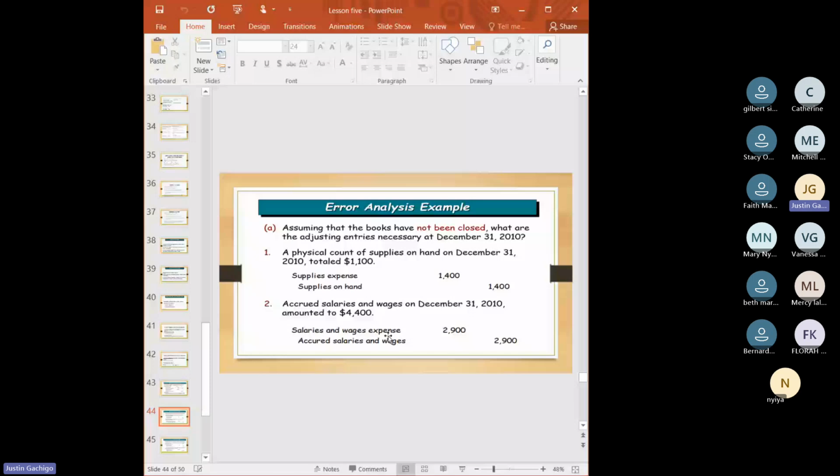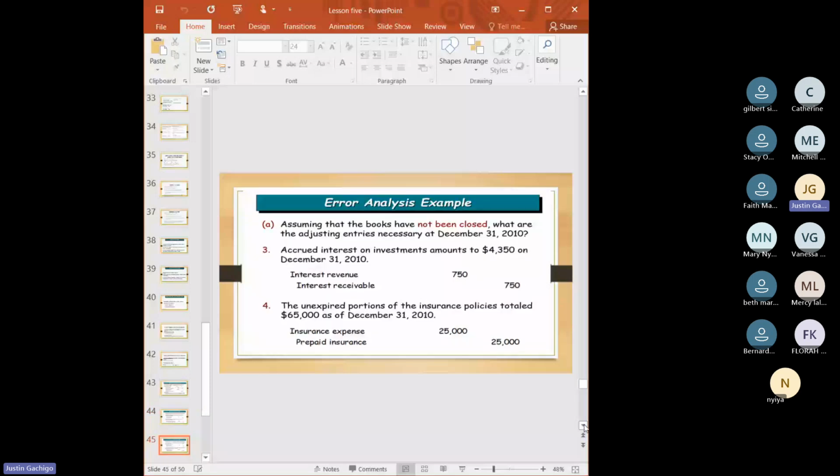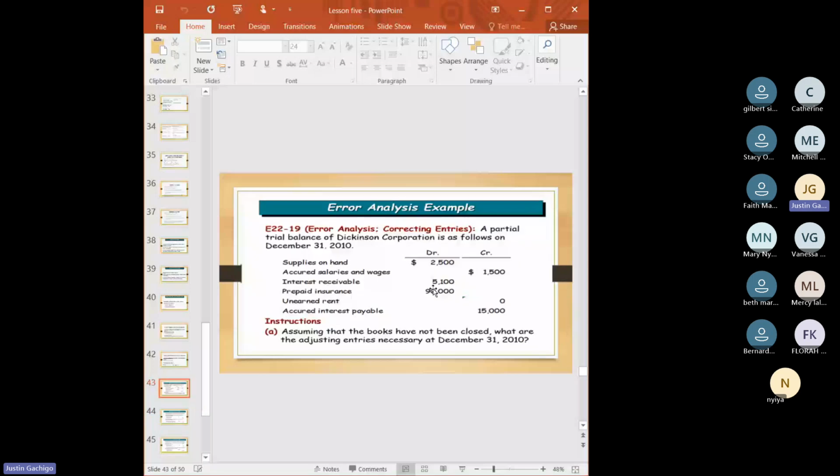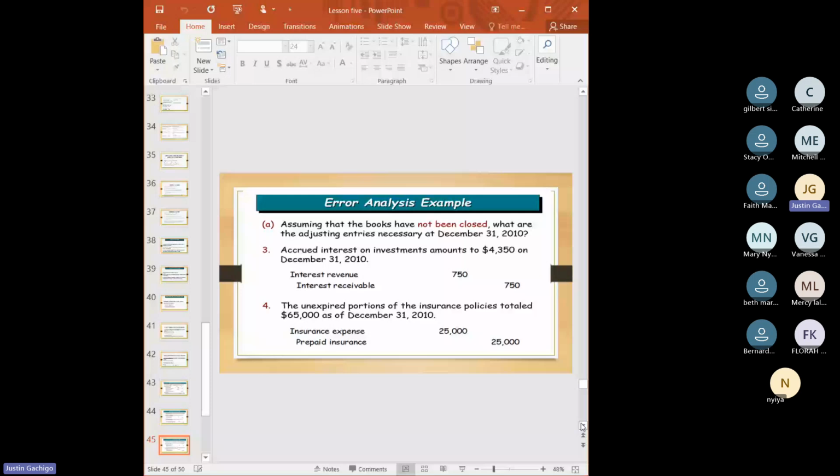Then the other one: accrued interest on investment amounts to 4,350 on December 31st, 2010. How much was it in the trial balance? The interest receivable was 5,100, and here we are told it's supposed to be 4,350. So we had over-accrued. You reduce the interest revenue by 750, and you reduce the interest receivable again by 750.